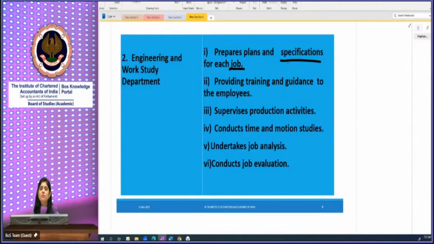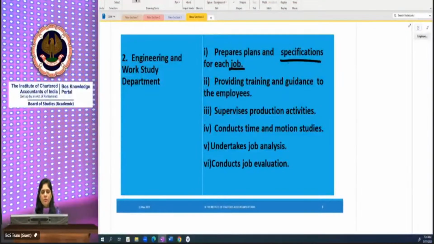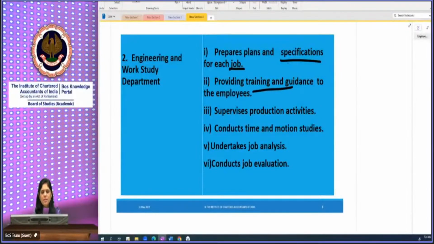They study the job, every aspect of the job, and then they describe a job. They chart out the specifications of a job. All right. They give training and guidance to the employees, supervise production activities, and conduct time and motion study. Now, this is very, very important: time study and motion study. Time study measures the time.